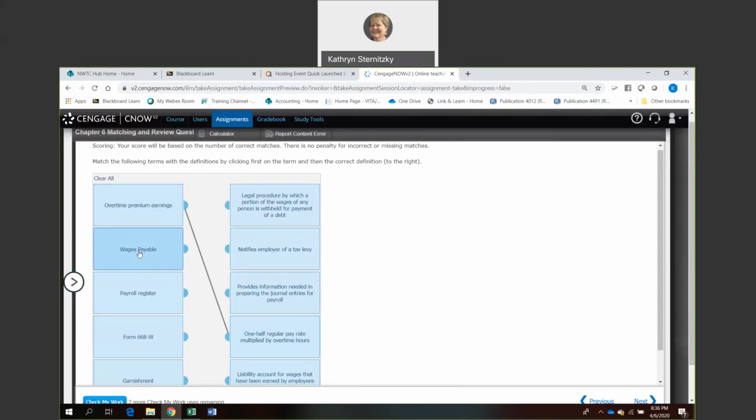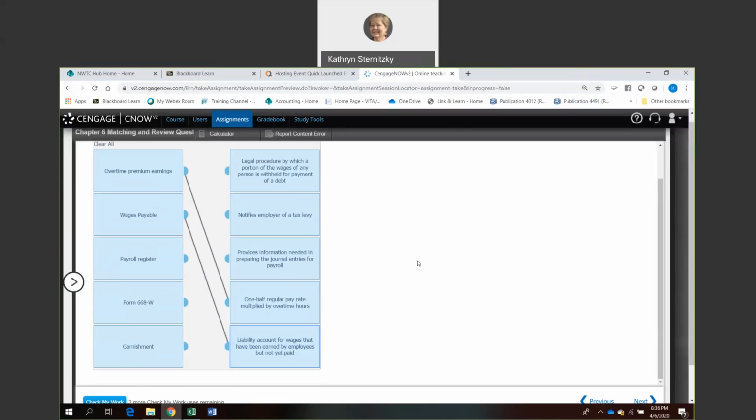Wages payable is a liability account for wages that have been earned by employees but not yet paid. Payroll register provides information needed in preparing the journal entries for payroll. The 668W form, I don't know if you remember this from the PowerPoint, but that is the form that notifies an employer of a tax levy. And a garnishment is a legal procedure by which a portion of the wages of any person is withheld for payment of a debt, such as child support, student loans, etc.